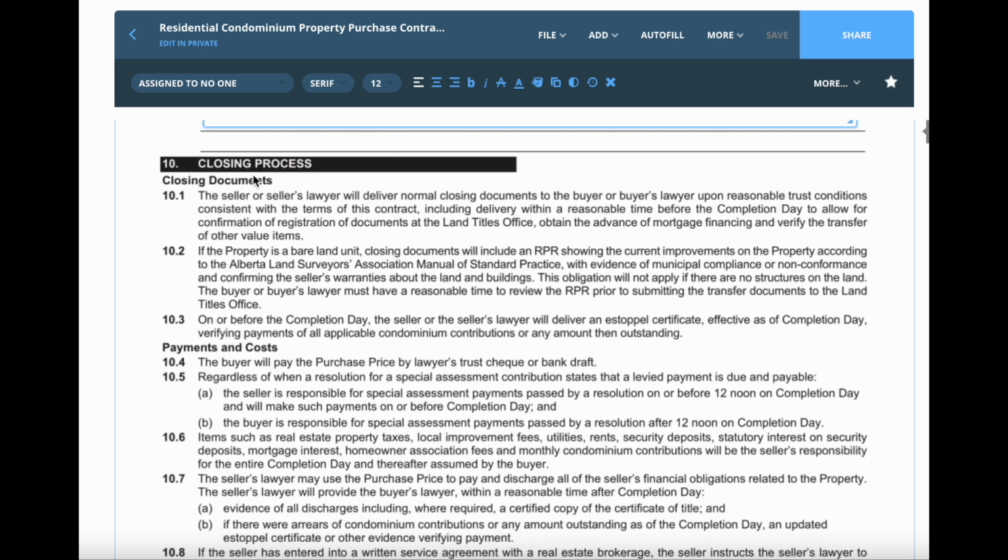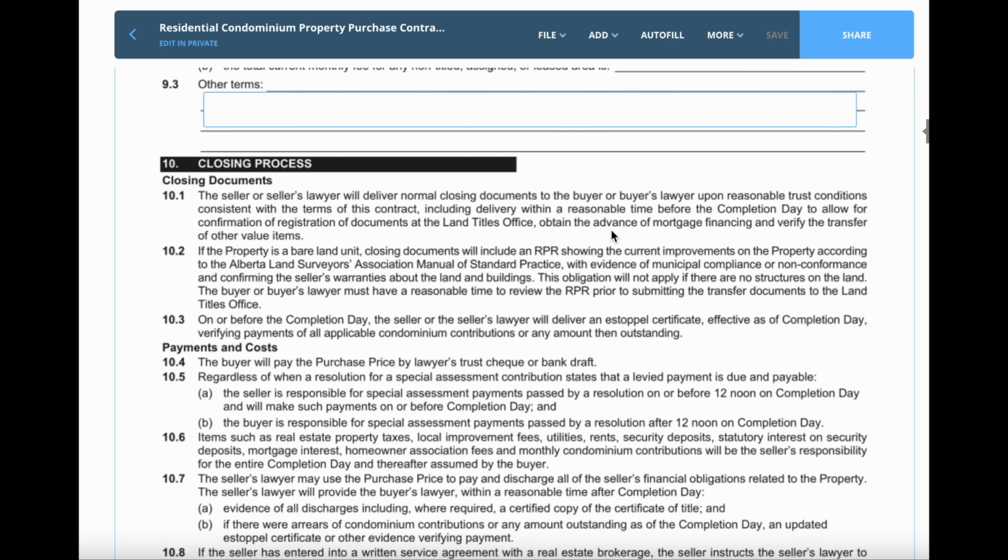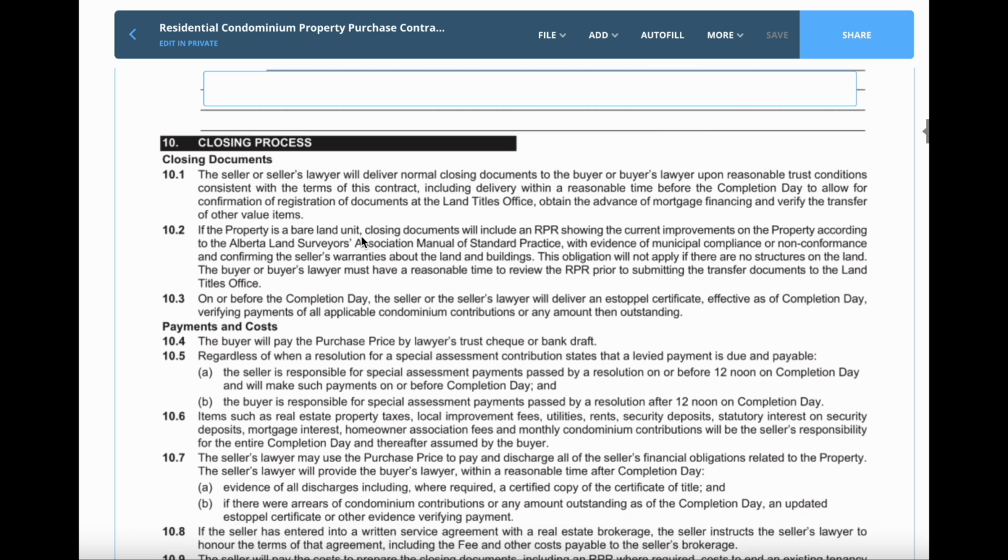All right, the closing process is on the lawyer's side, so we can just skip quickly through these paragraphs here. So the lawyers will deliver the closing documents to each other. They will need some days to confirm the registration of documents at the land titles office. And if the property is a bare land condo, the closing documents should have the RPR as well. Most units are conventional condominiums. Bare lands are usually villas or townhouses in a few locations in Calgary, so there's not a lot of them.